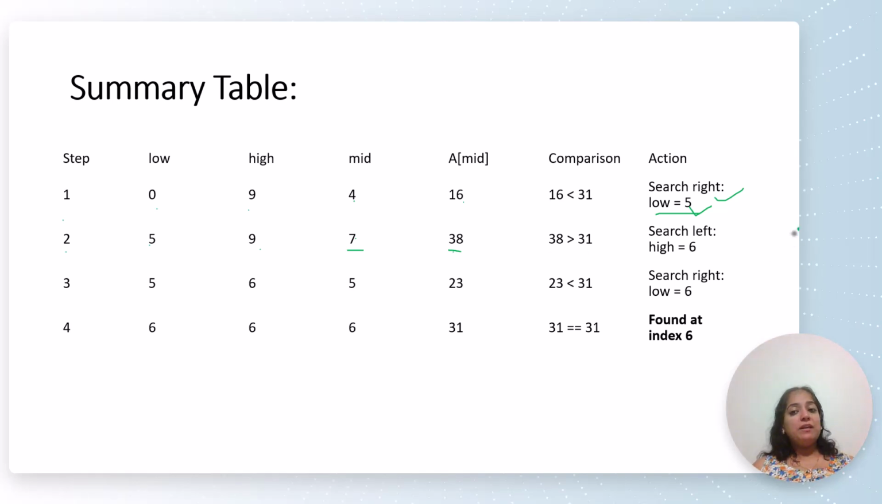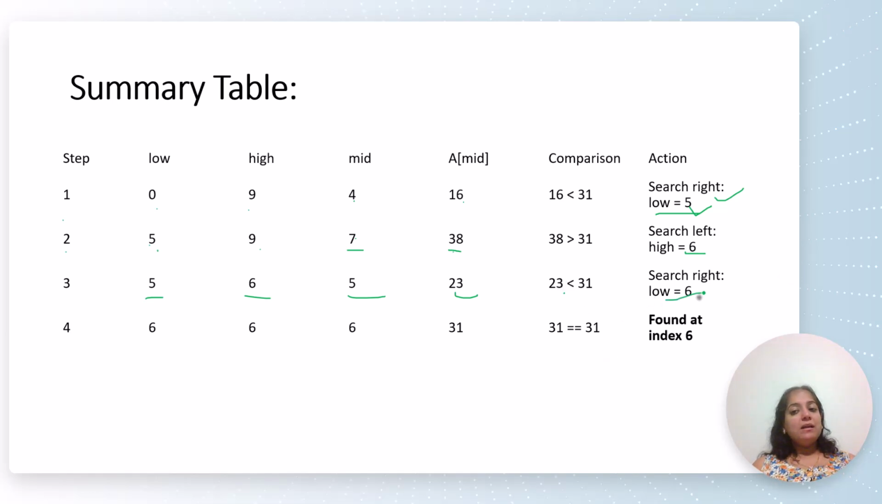So we are going to update the value of high. So high becomes 6. Now low is still 5. So next step, low is 5, high is 6. Middle comes out to be 5. Element at index 5 is 23. Since 31 is greater than 23, that means the element is present in the right half. So we are going to update the value of low. If the element is present in the right half, update the value of low. If the element is present in the left half, update the value of high.